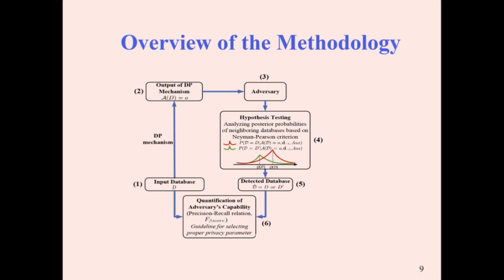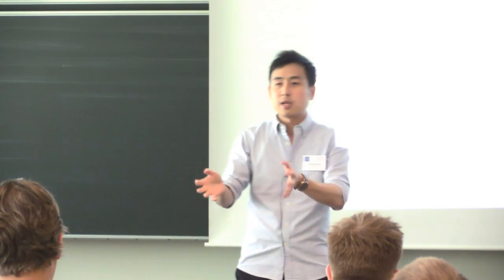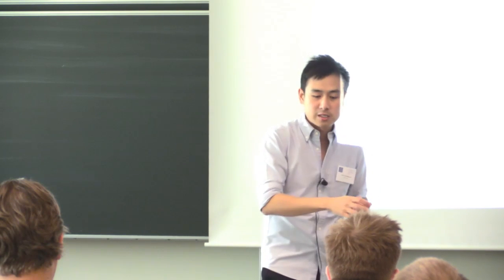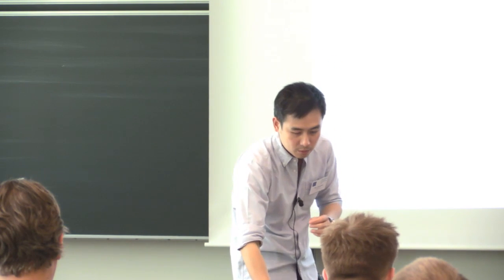Then from that, the adversary can detect and conclude which database they think the output of the mechanism came from. And from this, we then use this threat model and this model of the adversary to plot the PR relation, precision recall, which I'll explain briefly. Or sometimes we can also summarize it in one number called the F beta. And from this, which is more interpretable and has a more precise meaning, we can set the privacy parameter. So this is the flow of how our method works.